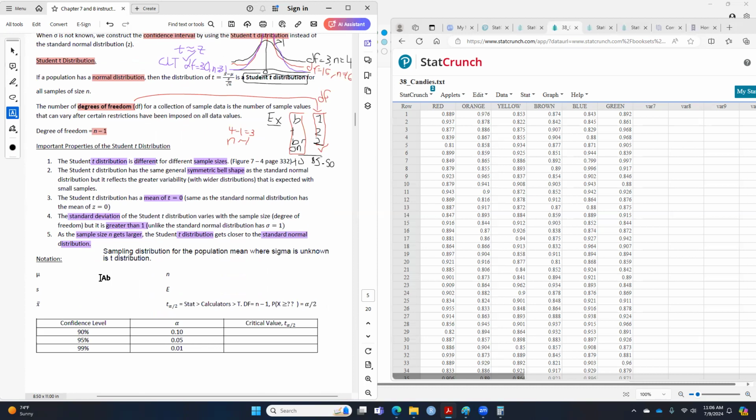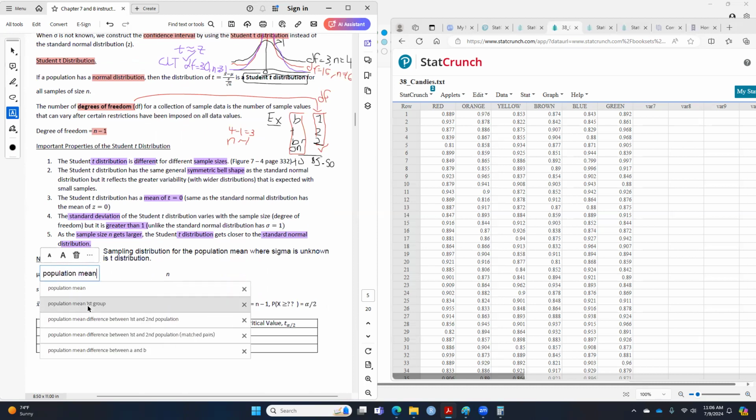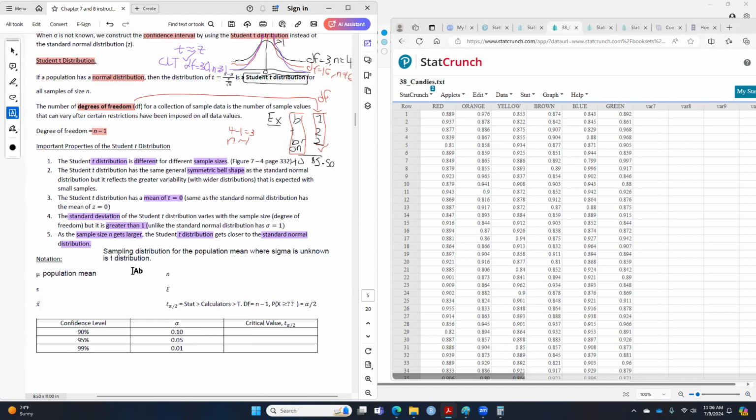I will give you some graph so you look at it. So we have some notations that you need to know. The first notation we have is mu. Mu stands for the population mean, while the X bar in this case is your sample mean, or sometimes we call this your best point estimate.